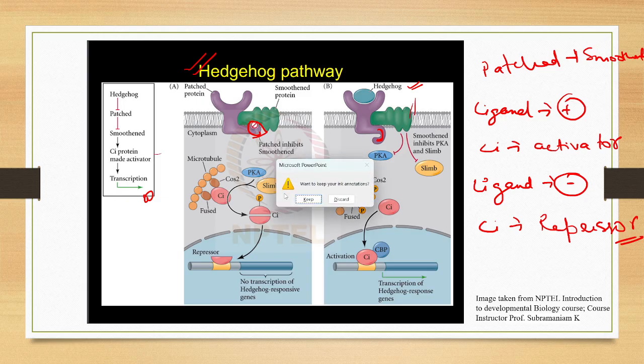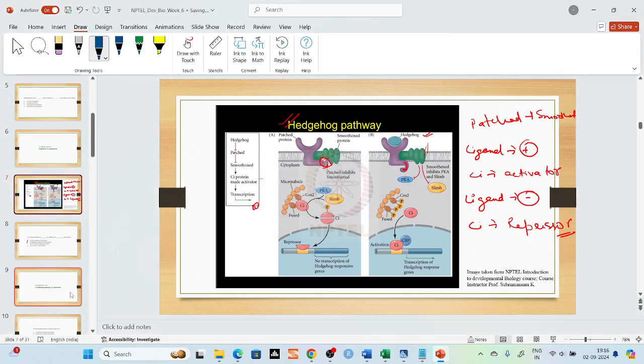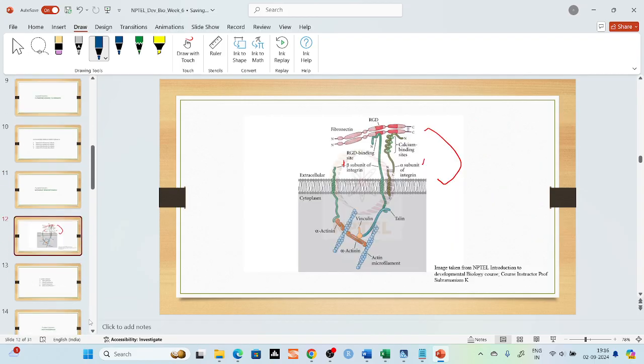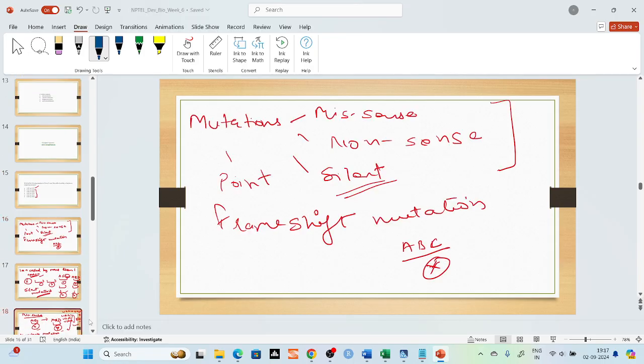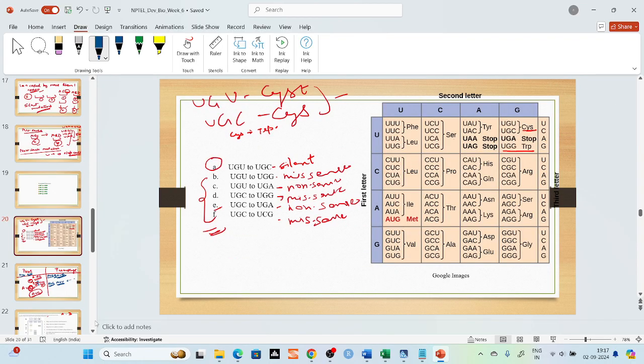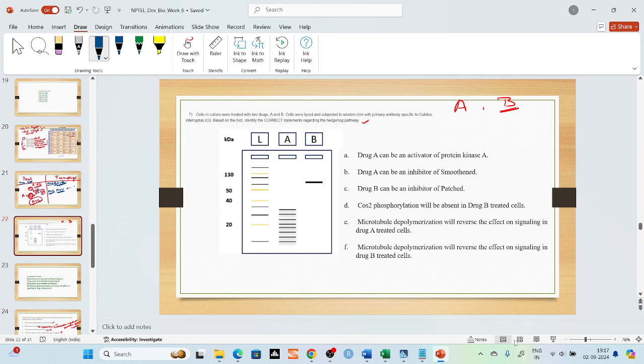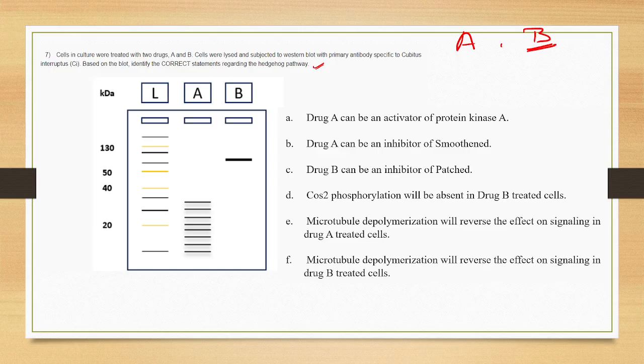Now we'll try to solve this question. Now that we have understood the points, let's see. This is the question. First point is drug A can be an activator of protein kinase A. So what is the function of protein kinase A? To degrade CI. And you can see these lanes represent CI.